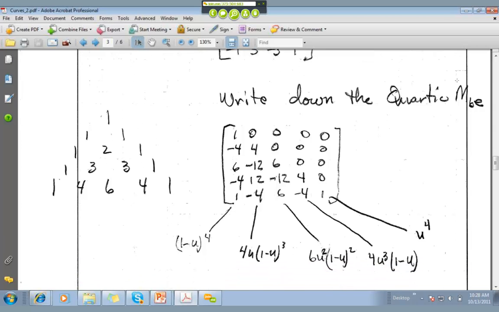So if we were doing a fourth order Bezier curve, we'd write down the matrix or the Pascal triangle. We take this because it's a fourth order. We go to the fourth and we write down in the first column those numbers, alternating signs. We write it down the diagonal, all positive. We write it down the bottom row, alternating signs. How do we get the rest of the numbers?